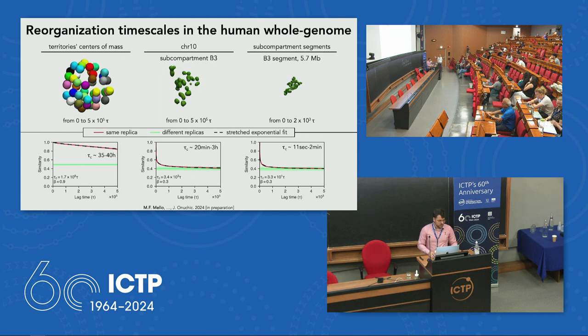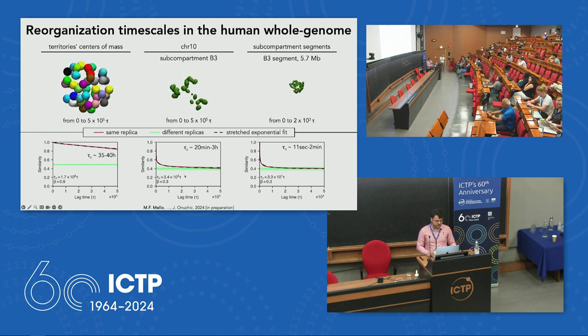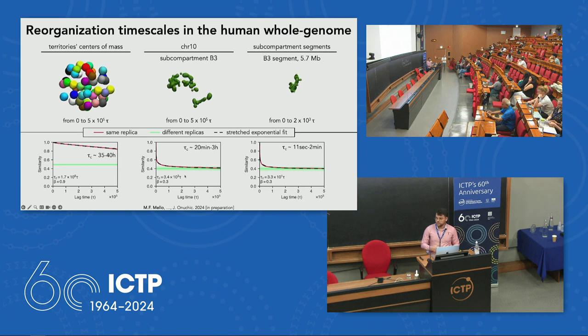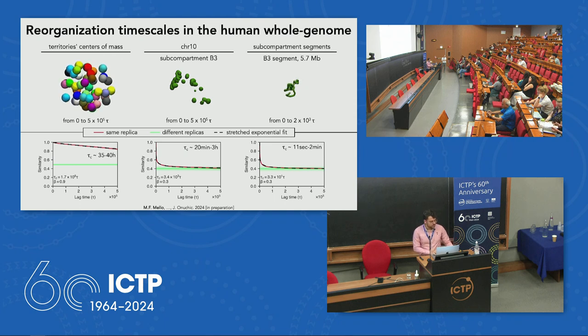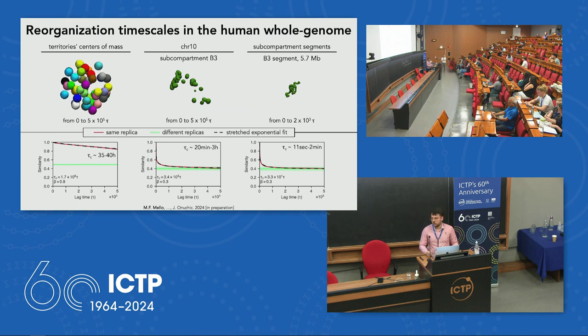So we are basically using the system to look at the time scales of reorganization at different length scales. Here I'm showing the dynamics of different aspects of our system. We have the center of mass of the territories. We have all the B3 subcompartment in chromosome 10. And we also have just a segment of B3, also in chromosome 10. To measure the characteristic timescales of these reorganizations, we chose to look at the relaxation of the similarity, which is the Q commonly used for proteins.